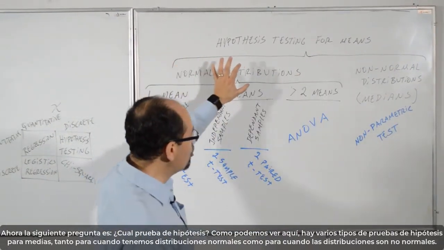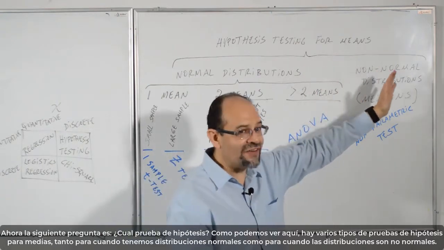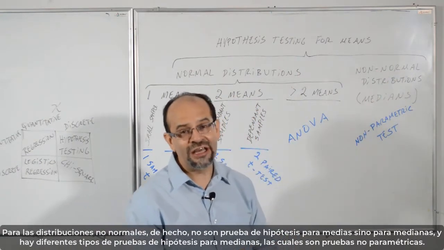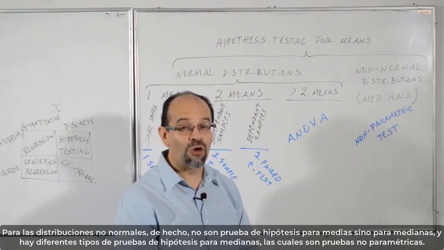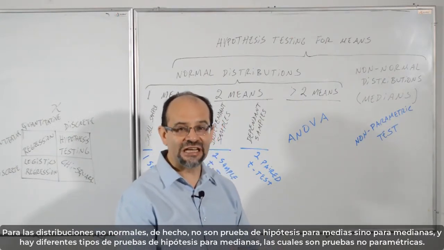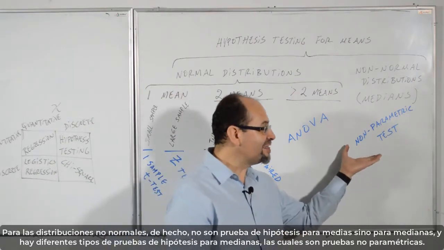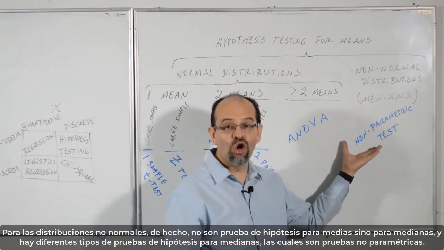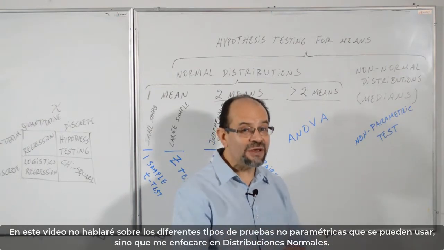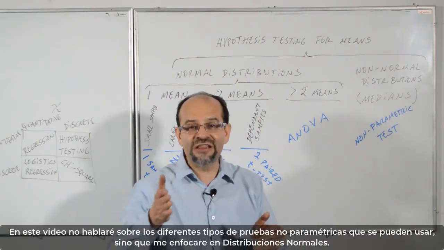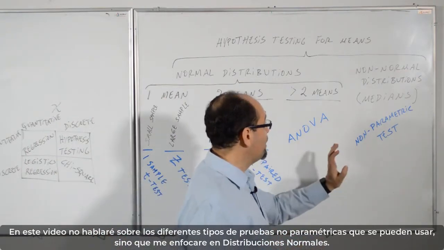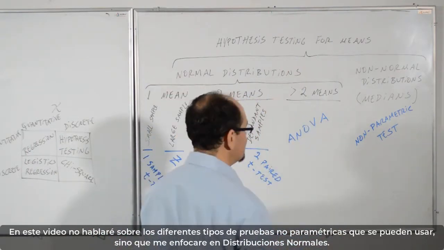If you have normal distributions and if you have non-normal distributions. For non-normal distributions, those are not hypothesis tests for mean, but hypothesis tests for median. And there are different types of hypothesis tests for median, which we call non-parametric tests. In this video, I'm not going to talk about the different types of non-parametric tests that you can use, but I will be focused on normal distributions.